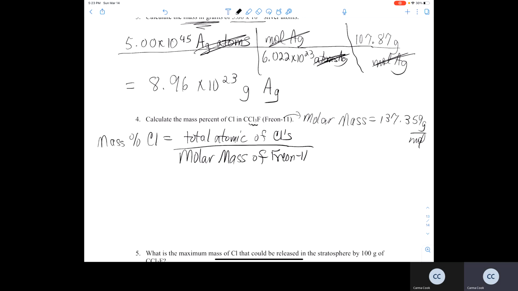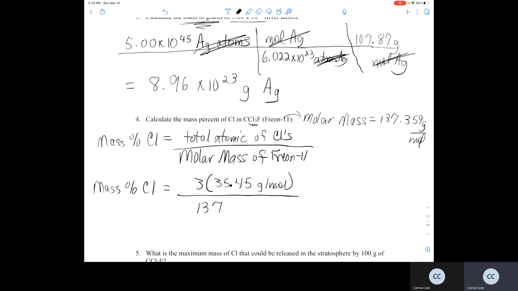And so the total atomic mass of the chlorines, there are 3 of them, and each has an atomic mass of 35.45 grams per mole. You're going to divide that by the molar mass of Freon 11, 137.359 grams per mole, and then multiply by 100. The grams per mole units cancel. So 3 times 35.45, get that result, and then divide by 137.359, and you get 77.43%.